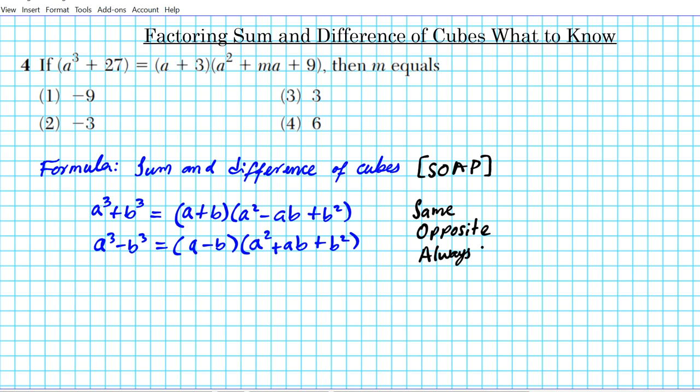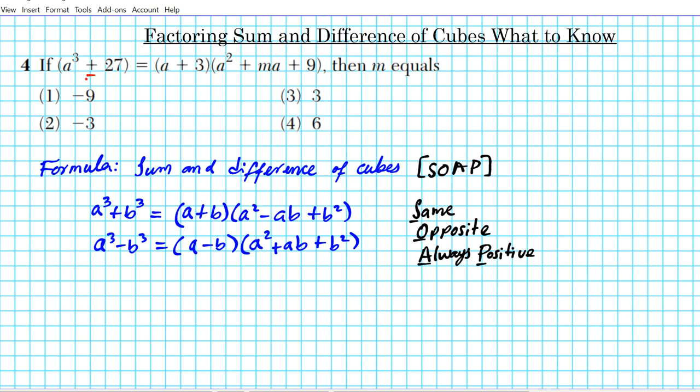What on earth is this? Well, this SOAP acronym helps you remember the behavior of the signs when you're factoring sum or difference of cubes. So you look at the first sign. This one is positive, right? In the factored state, you notice the first sign is the same as this. The second sign is the opposite, so plus, minus, and the last one is positive. For the minus case, the first sign is the same, the second is opposite, and the last one is always positive. So it's just a nice little acronym to help you remember the formula.